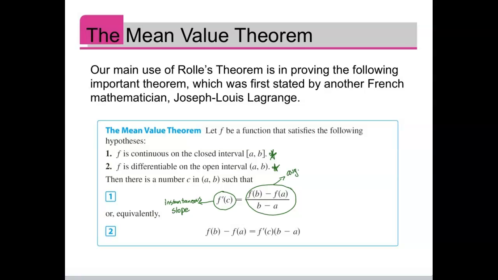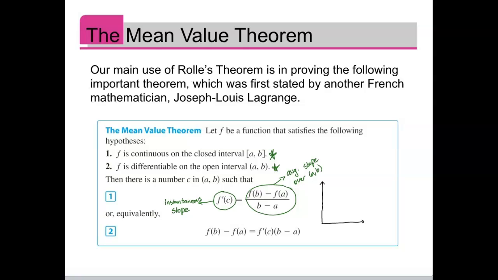This is the average slope over the interval a to b. So I'll sketch out what's going on here. It's very similar to Rolle's theorem, except for that last hypothesis we don't need anymore.